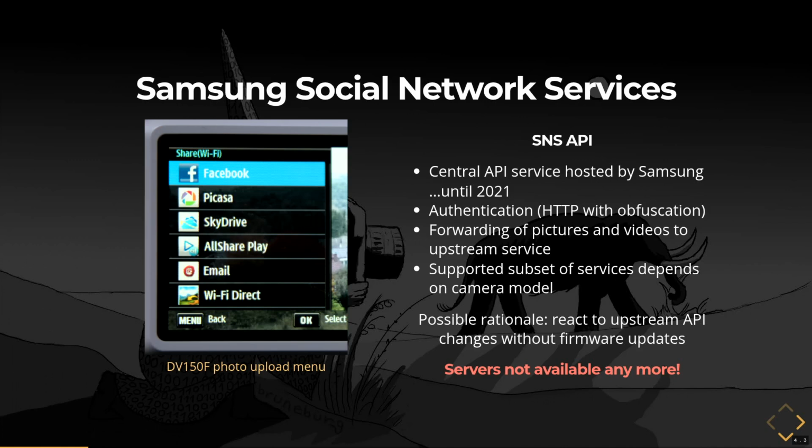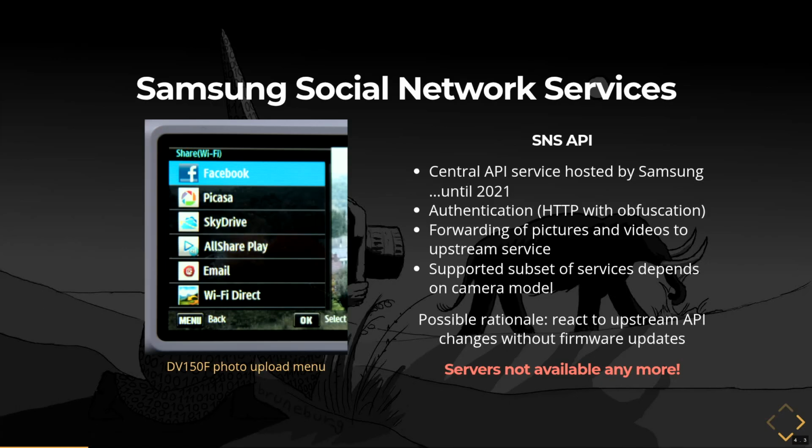So the cameras never talk directly to the social networks, but instead use the Samsung service. There was some kind of authentication implemented, and the Samsung service forwarded the user credentials and the pictures to the respective upstream service. I guess this was implemented so that whenever Facebook changed their APIs, Samsung didn't have to roll out firmware updates for 20 or 30 different camera models. Depending on the model, there is a different subset of the services. Some cameras also support Vkontakte, a Russian social network. Some allow uploading to YouTube. Some only have the email feature.